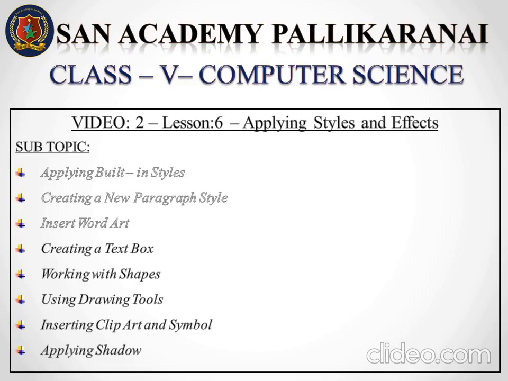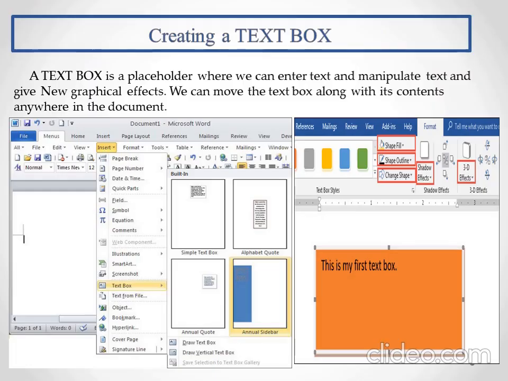This is video 2, a continuation of lesson 6, applying styles and effects. In the previous video, video 1, we saw how to apply built-in styles, create a new paragraph style, and insert WordArt into your text. In this lesson, we are going to see how to create a text box and work with shapes using drawing tools, how we can do certain drawings, insert clip art and symbols, and apply shadow to them. Let's get into the lesson, students.